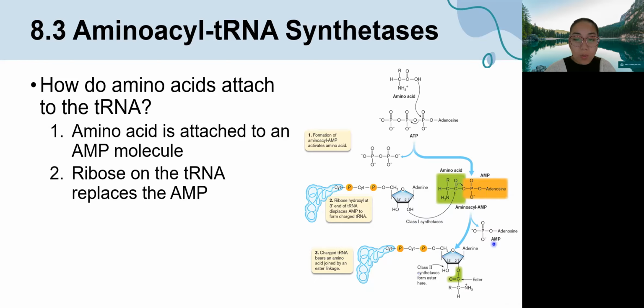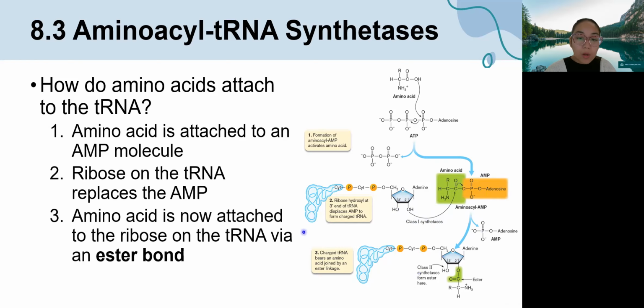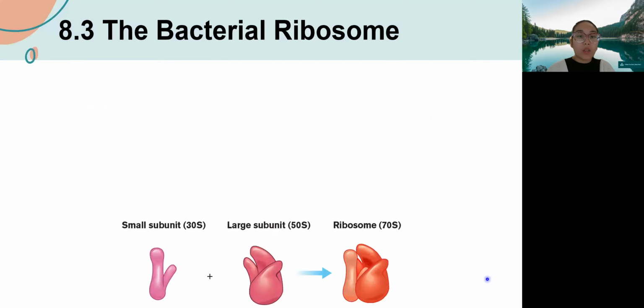So essentially now what we have at the very end is an amino acid, which is this guy, attached to the ribose, okay? And then this ribose is, of course, part of the entire tRNA molecule. And the binding is via an ester bond, okay? So that's really important to know, that the bond that's created is an ester bond, okay? Cool. So now let's move on to talking about the actual ribosome.